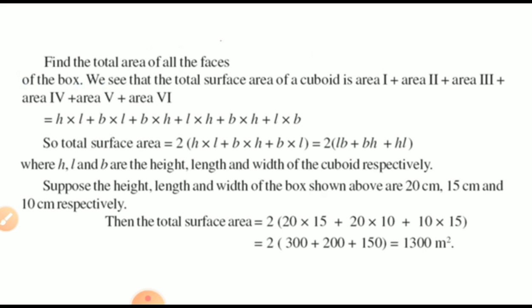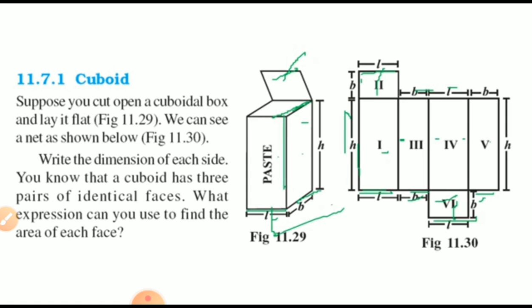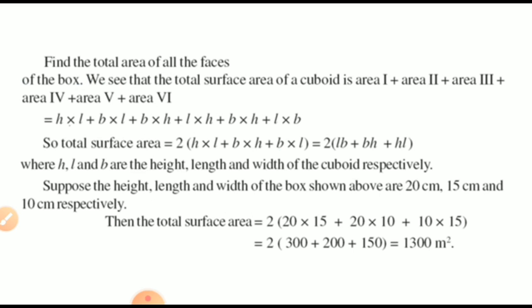Now here the area is given of faces 1, 2, 3, 4. First of all we can find 1, 3, 4, 5. All are the same. So area of 2, area of 3, area of 4, 5 and 6. H into L plus B into L plus B into H, L into H, B into H plus L into B, like this way. That means total 2 times (LB plus BH plus LH).